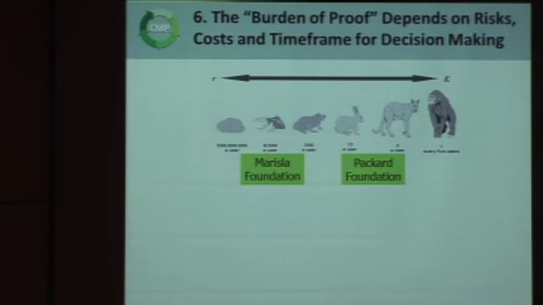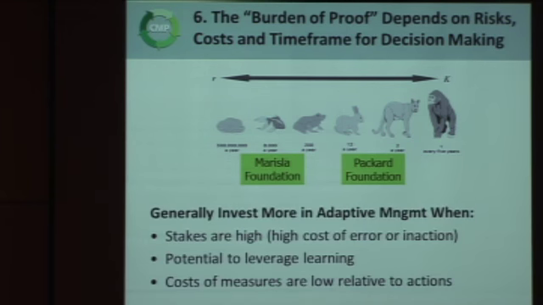That's great, right? The Packard Foundation might, on the other hand, give out a $10 million grant or a $50 million grant, and they're going to insist on a lot more measures and a lot more performance of what's going on. So here's the point. You don't want to spend $1 million to measure a $30,000 grant. You're going to invest in adaptive management when the stakes are high, where there's a high cost of error and action, when there's a potential to level learning, and when the cost of measures are low relative to the action.